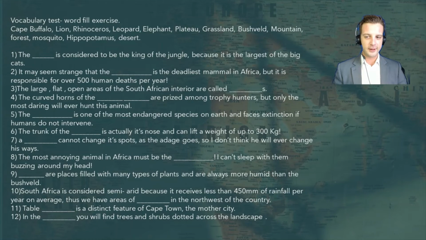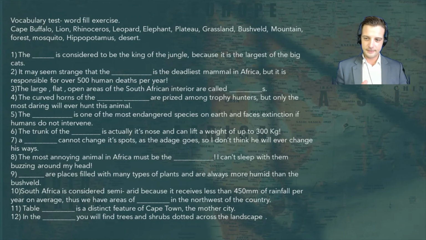Number 3, the large, flat, open areas of the South African interior are called something. Number 4. The curved horns of the something are prized among trophy hunters, but only the most daring will ever hunt this animal.